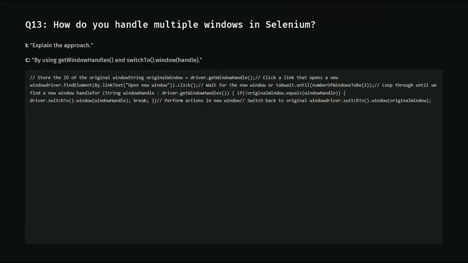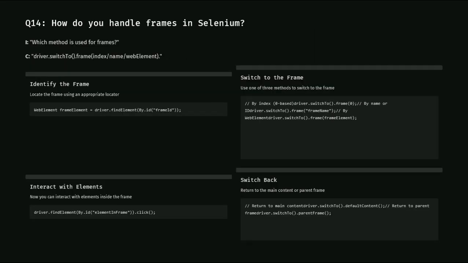Let's move to the next question. How do you handle multiple windows in Selenium? Or explain the approach. By using getWindowHandles and switchTo().window(handle), where handle is the window handle object. By using this, you are able to handle multiple windows in Selenium. Next is, how do you handle frames in Selenium?